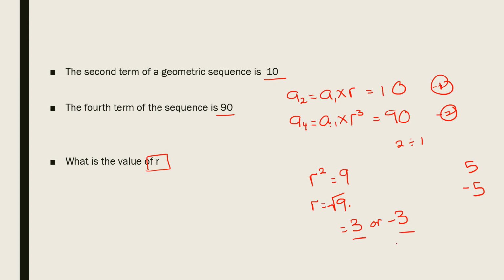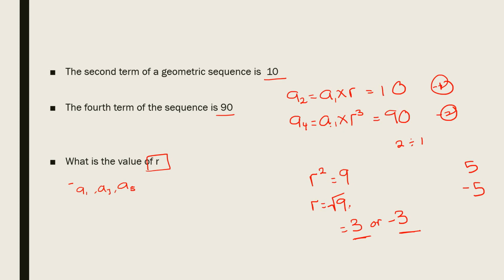We don't know because they haven't given us the value of the first term or the third term or the fifth terms. If these values were negative, we'd say maybe the value of r is minus 3. If these values were positive, we can say the value of r is actually 3. But we don't really know, so it can be this or this. So it's kind of a trick question. It's just something you can be prepared for.